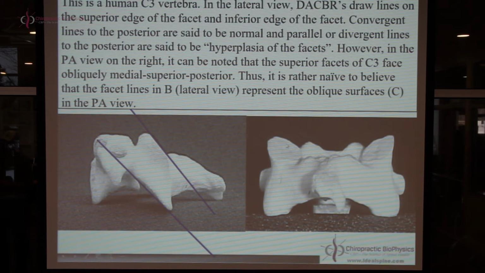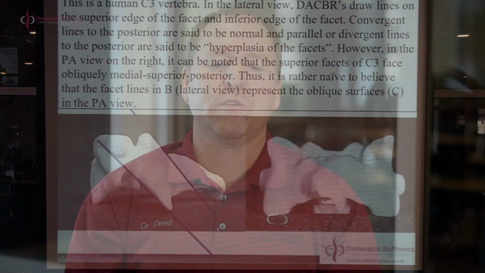So, let's look at the structure in 3D. This is what you get in a true 3D analysis. Does this angle really represent it? And the answer is no. It's rather naive to believe that these facet lines truly represent the oblique surfaces of these articular processes. It's likely more relevant to look at the height of the articular pillar, which we did in this particular study that nobody else actually did.